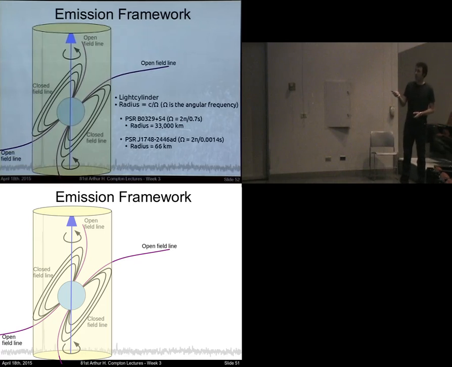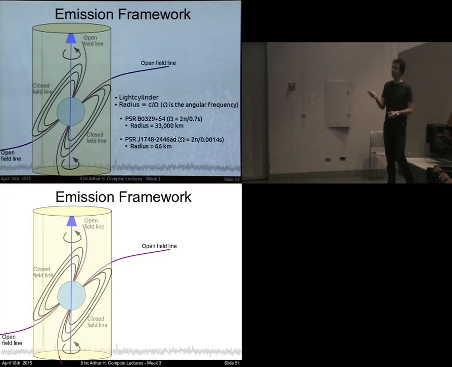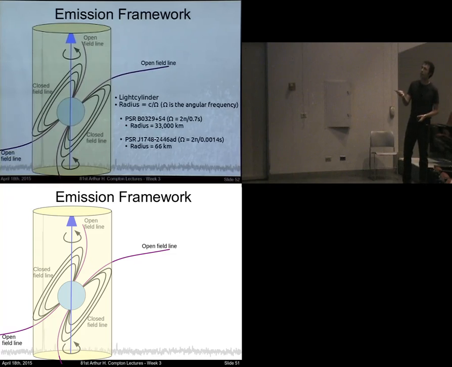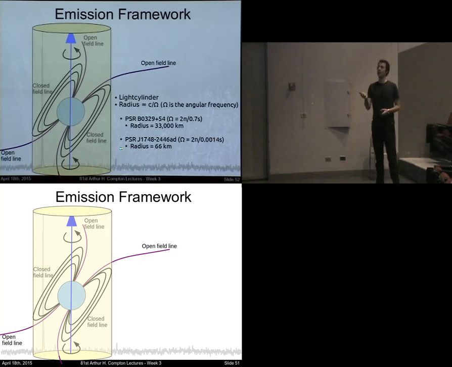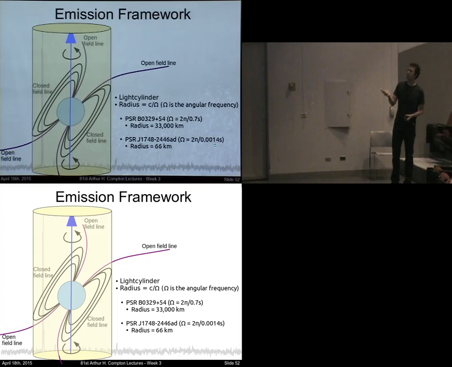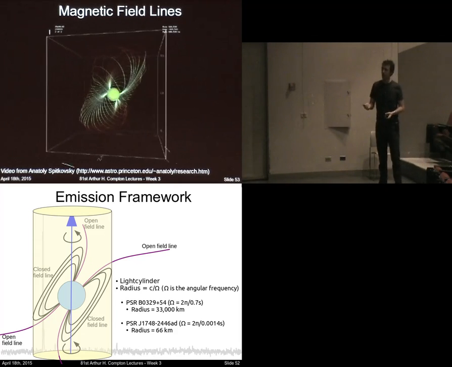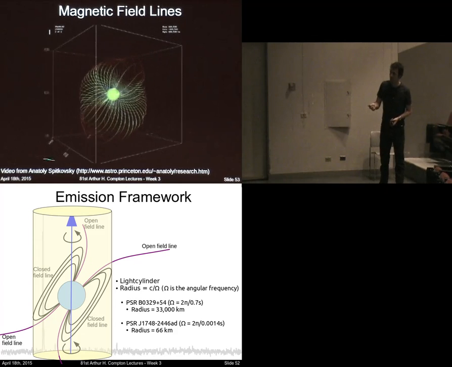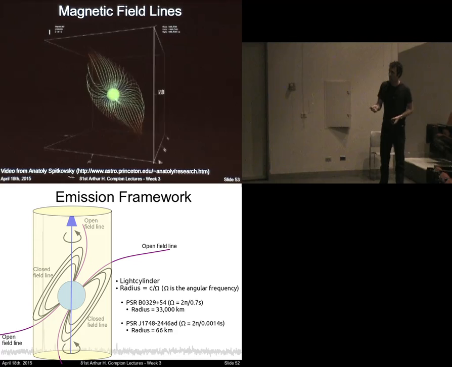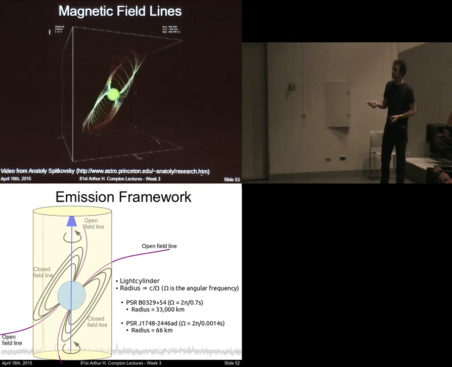And so the pulsar that I had up there a minute ago, the one that beats every 0.7 seconds, the radius of its light cylinder, or the radius of its magnetosphere, is 33,000 kilometers. And the record breaker, the fastest pulsar that we know, which has a period of 14 milliseconds, has a radius of only 66 kilometers.